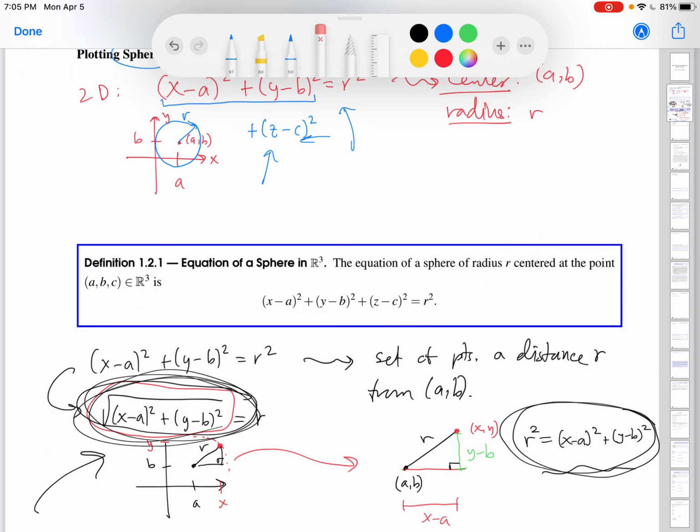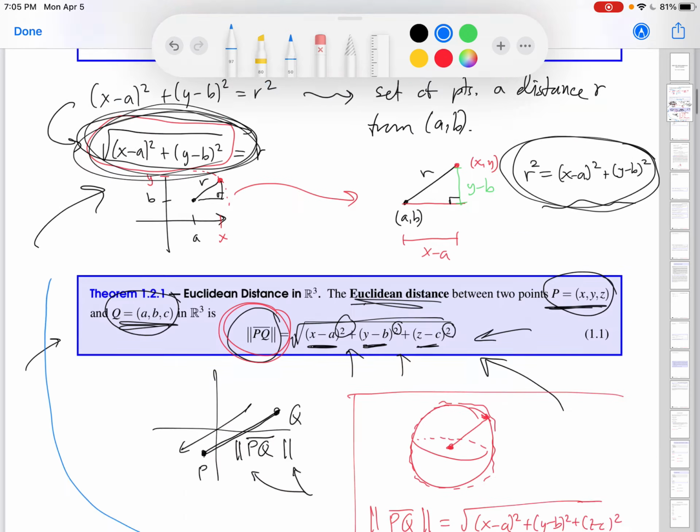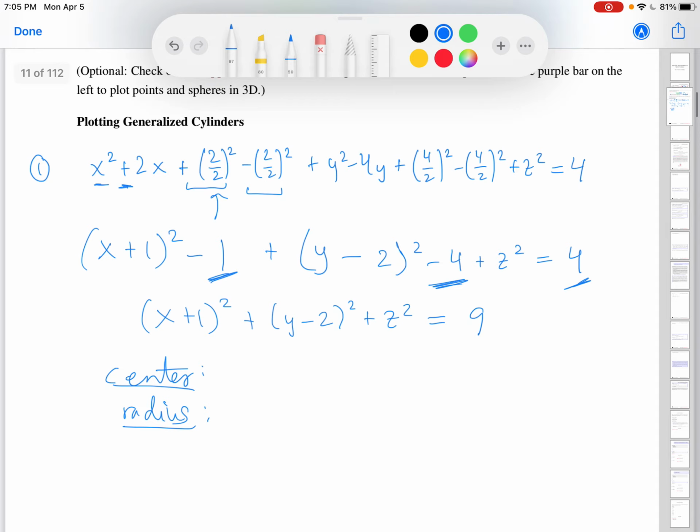Let's clear some things here. The center you read off from x minus a, y minus b, z minus c, and the center is abc. And then the radius, you take the square root of whatever number is there. So let's take a look at that. This here is x plus 1. We could also view that as x minus negative 1. So negative 1 is the x component of the center of this sphere.